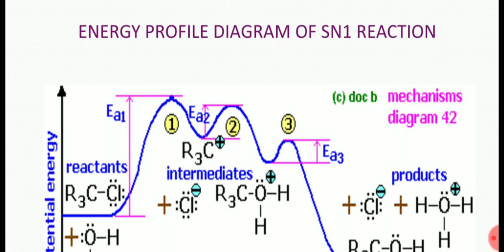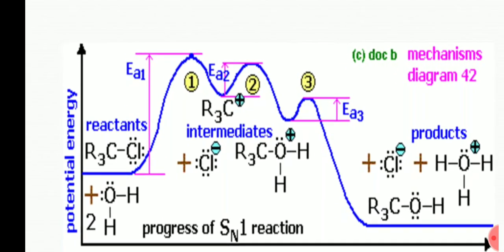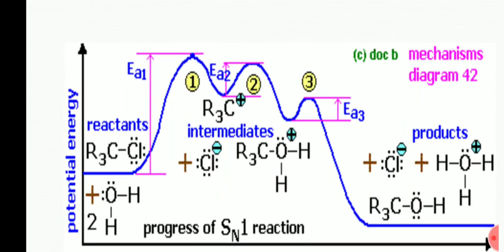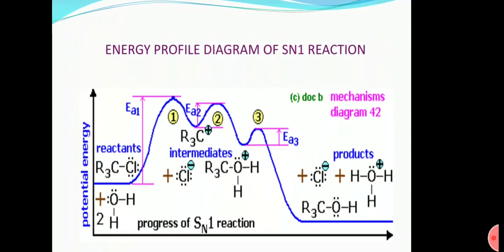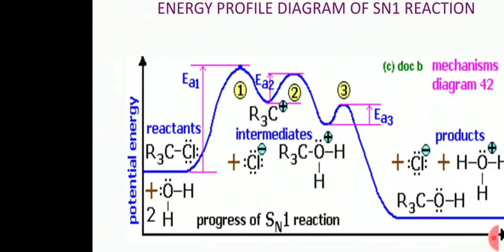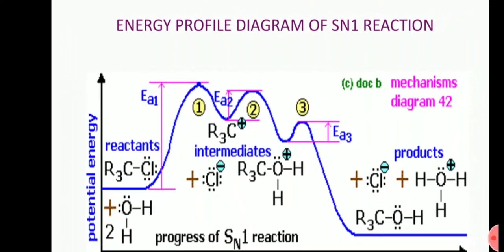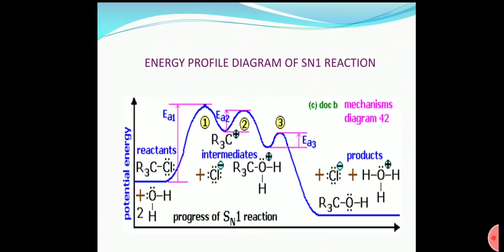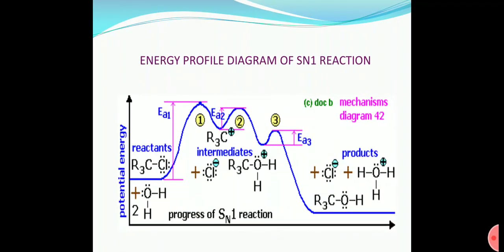The second one is the intermediate carbonium ion, and the third indicates transition state 2, by the formation of the product through nucleophilic attack on the carbonium ion, giving tertiary butyl alcohol. It is highly exothermic, so it occurs with low activation energy and therefore occurs very fast, and that's why the concentration of the nucleophile does not affect the rate of the reaction. Here EA1 shows the first transition state, EA3 shows the second transition state. This is about the energy profile diagram of the SN1 reaction.